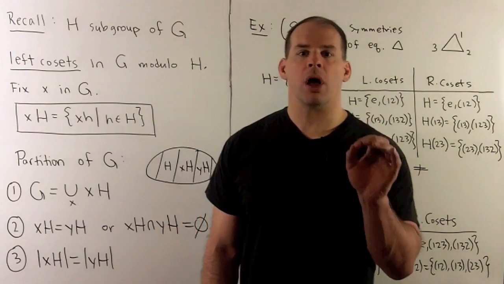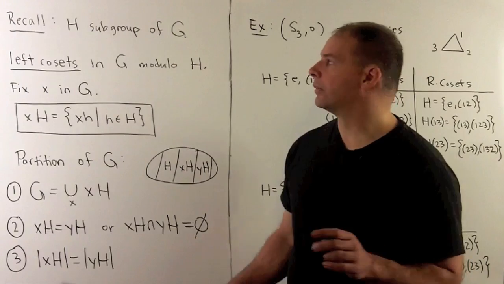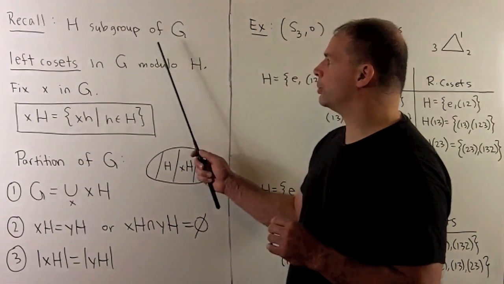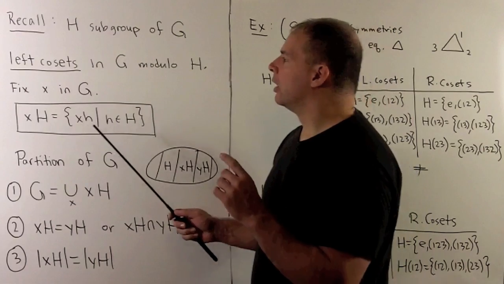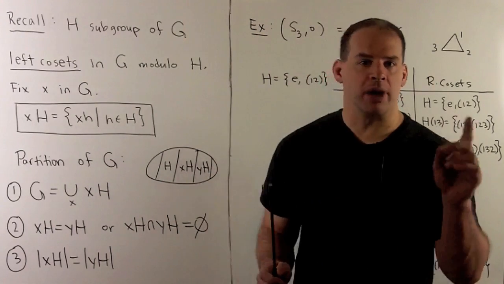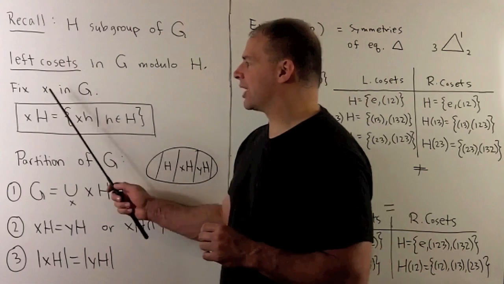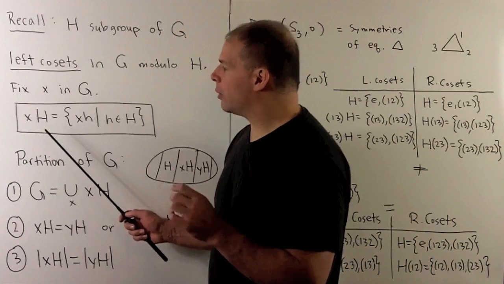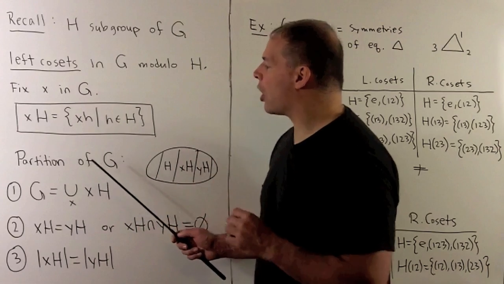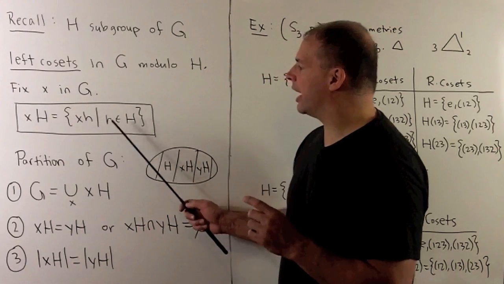Now, let's recall how cosets work. We'll have a subgroup H in our given group G, the left cosets in G modulo H. To construct these, we're going to fix an x in G. Then we'll have the set xH, which is just all products xh for h in our subgroup.